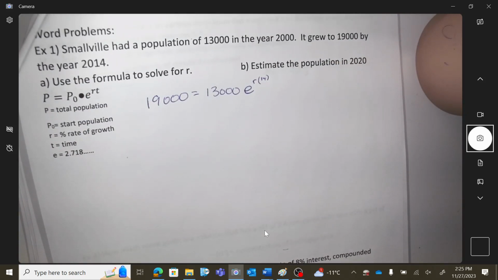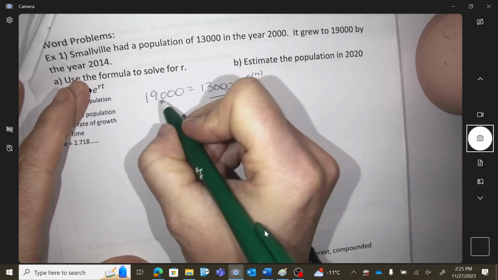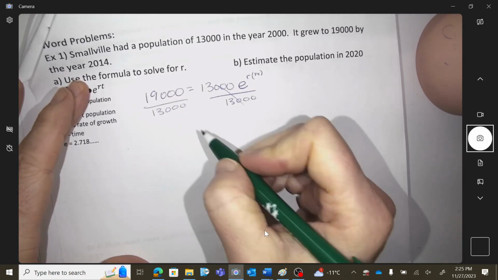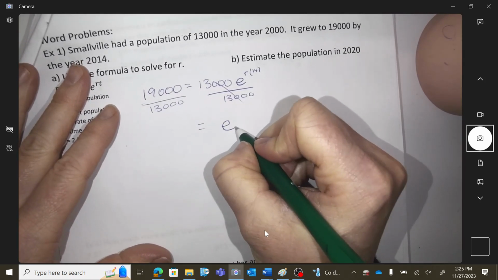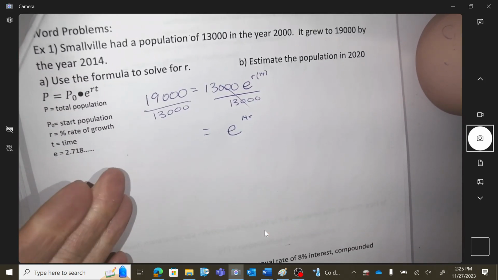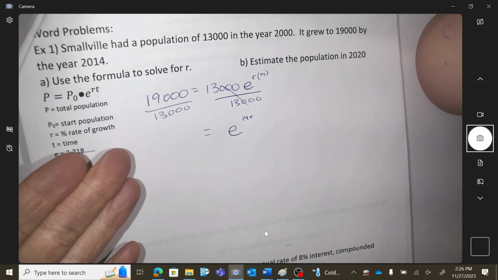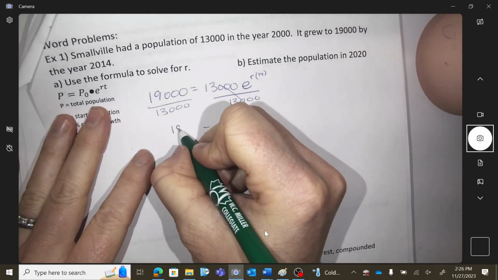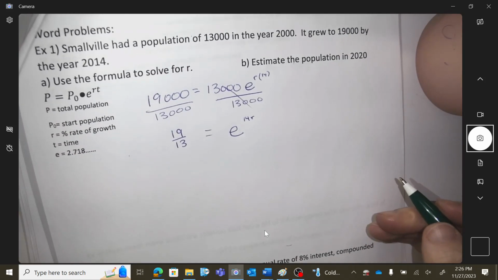Okay, so here's my first maneuver. I'm going to divide by 13,000. Okay, which leaves me with an E to the 14R. On this side, I'm guessing this is going to be a not nice decimal, right? So if you're okay, I'm just going to leave it as a fraction, but I'm going to just take the zeros off, right? Because that would be the same decimal, reduced, right?